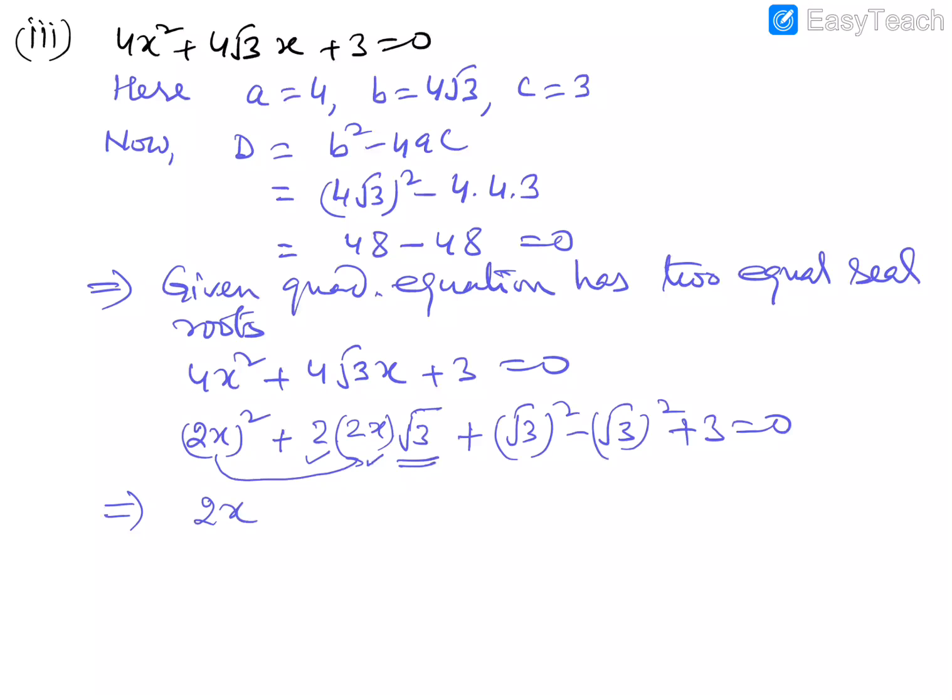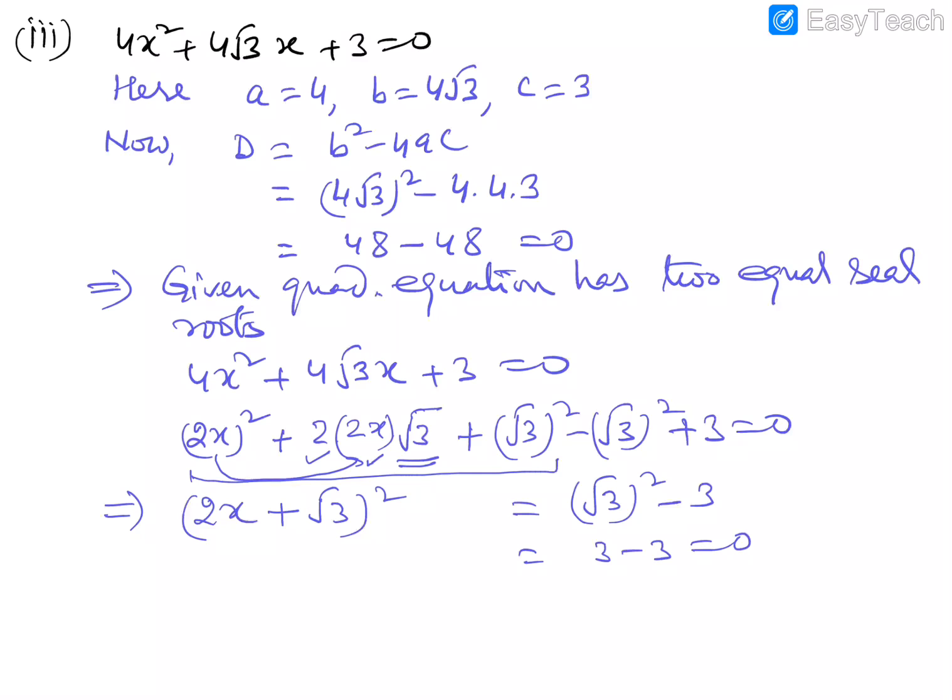So this can be expressed as 2x plus, because this is the identity of a square plus 2ab plus b square. These three terms make an identity of a plus b whole square. So we write here 2x plus root 3 whole square, and the remaining terms will be transferred to the right side. So this is 3 and this is 3. So right hand side is 0. So what would be the value of 2x plus root 3? Plus minus 0.